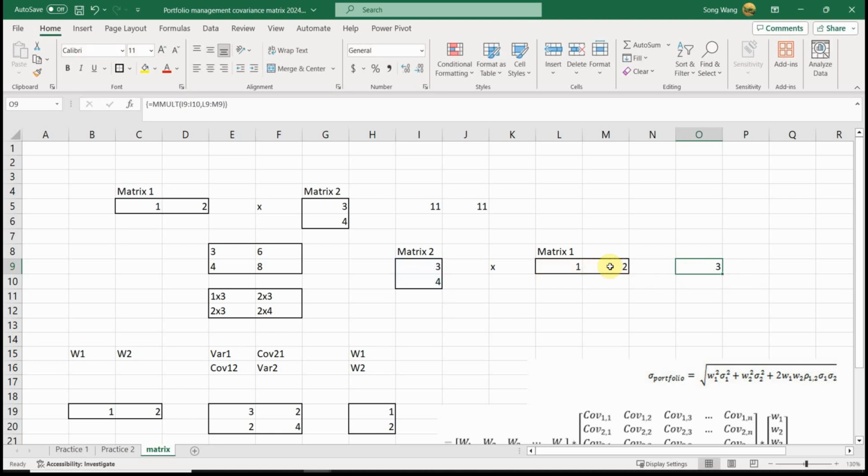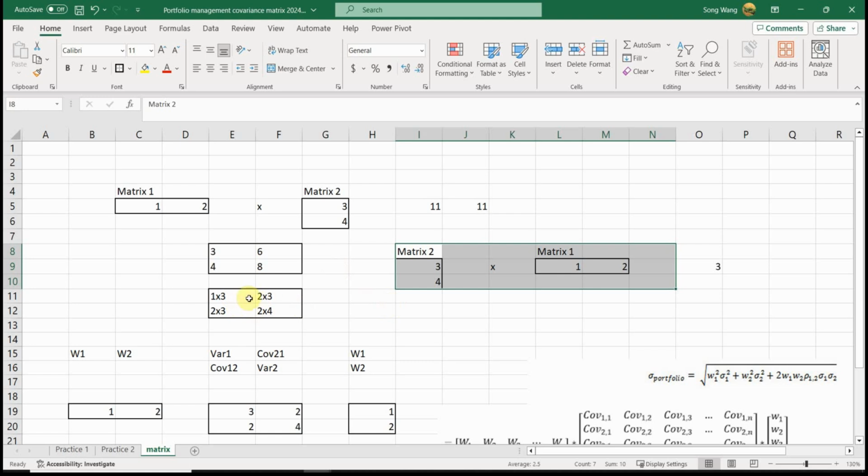Control-Shift-Down is 3, but actually it's not 3. It should be a 2 by 2 matrix. So I'm talking about this part. If I do such a matrix calculation, if I start with a column instead of a row, then the calculation would be 3 times 1 as the first number here, and then 3 times 2 is right here, 4 times 1, and 4 times 2. Okay, so that's how I will do it.